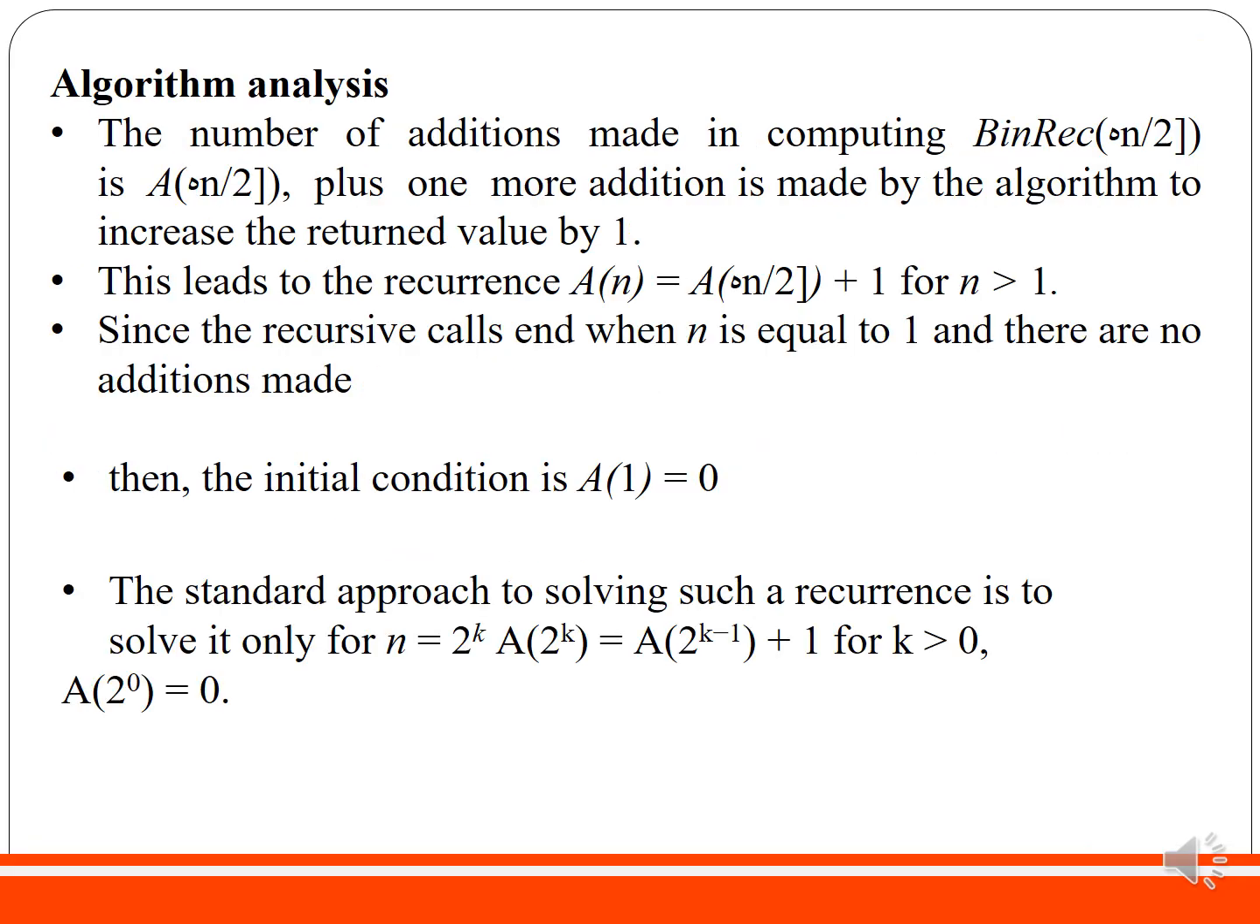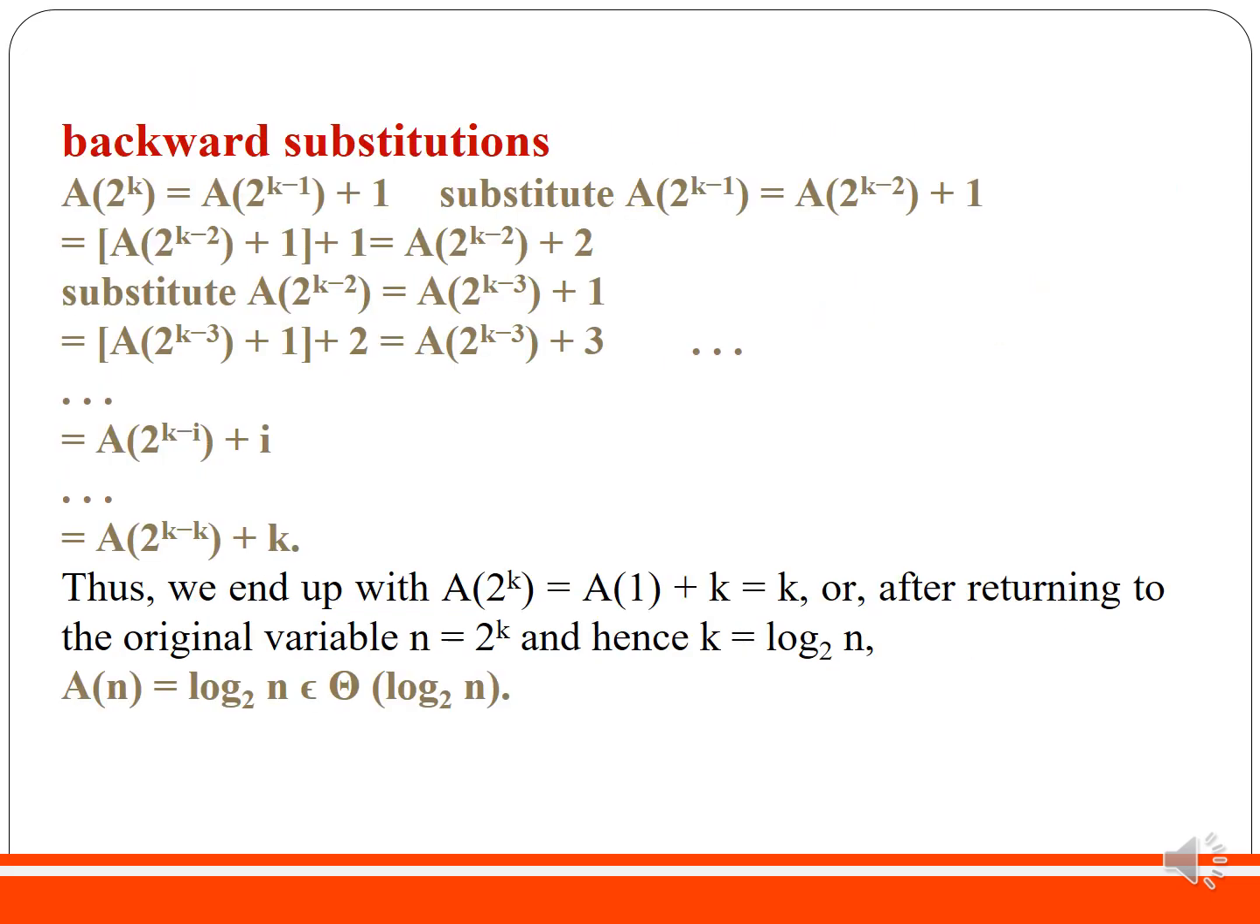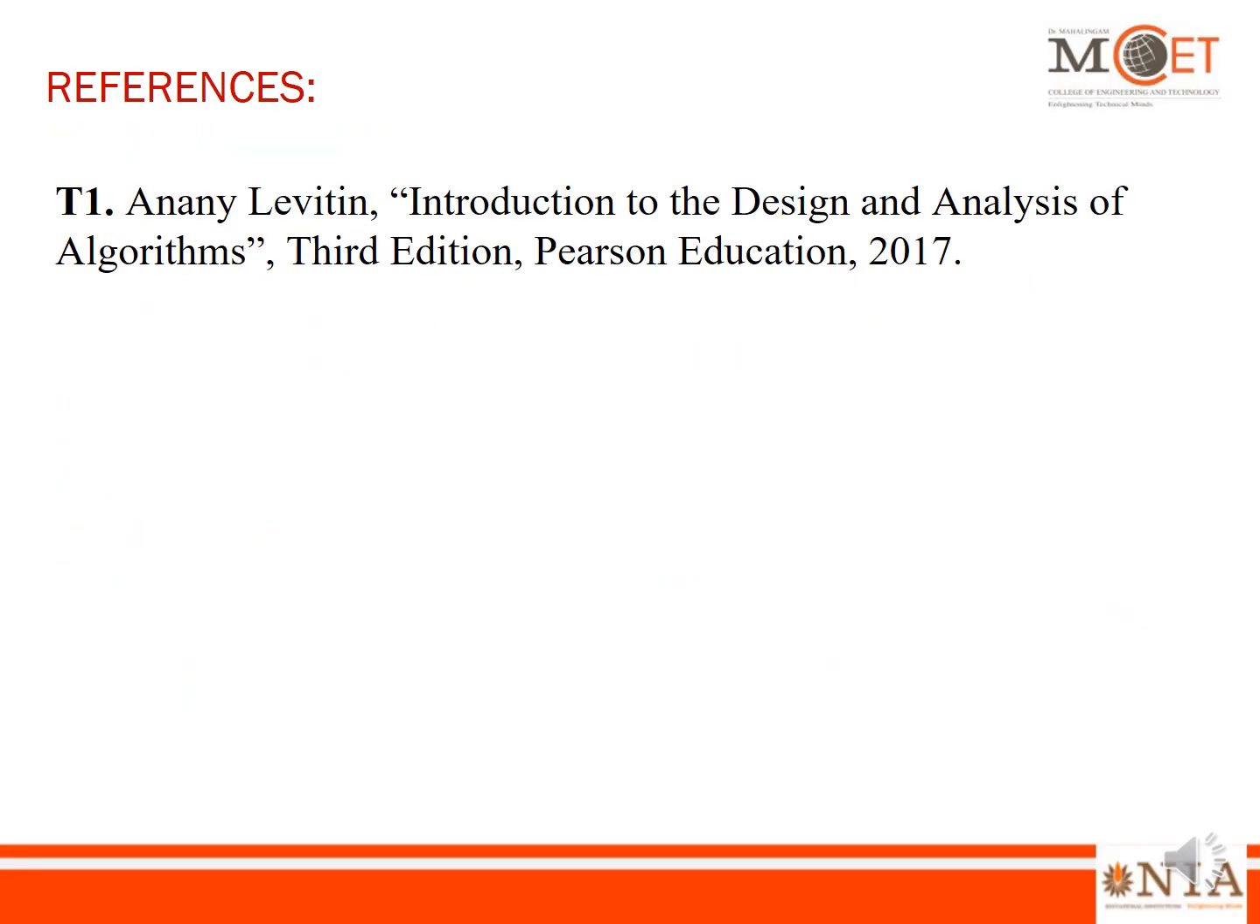So the algorithm checks whether n equals 1. If yes, it returns 1. Otherwise, it recursively calls the function with floor of n divided by 2 and adds 1. For example, for n equals 16, the recursive calls become 8, 4, 2, 1. The number of recursive calls is 5, which equals the number of binary digits.